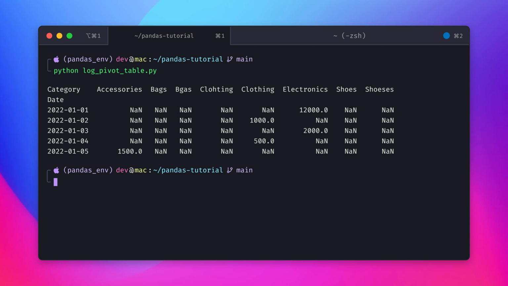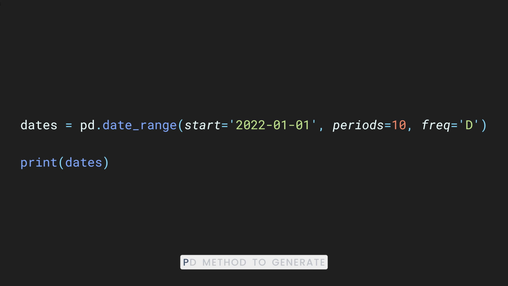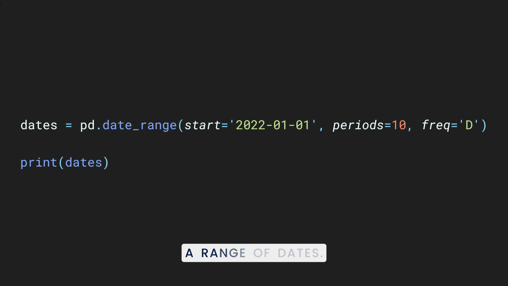Now, let's move on to time series operations, which are essential for analyzing data that changes over time. Pandas excels at time series analysis with specialized data structures and methods. To create a time series, we need to convert the date column to a datetime format, which we have already done. Then we can use the pd.date_range method to generate a range of dates.